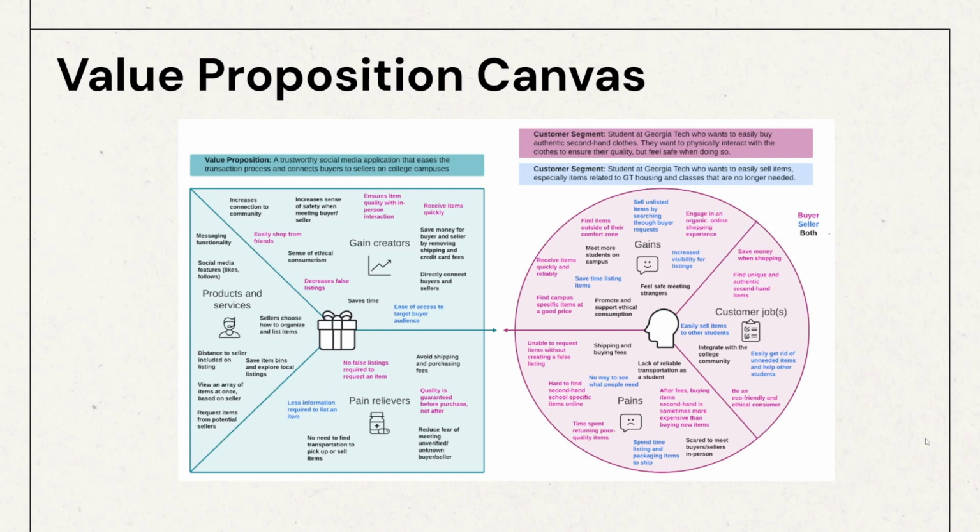For our value proposition canvas, we determined how our solution meets both the buyers' and sellers' needs. Both the buyer and seller gain a sense of ethical consumerism and an increased sense of safety when meeting. Our solution relieves the buyer and seller from having to find transportation to pick up and sell items, paying shipping and purchasing fees, and ensures that quality is guaranteed before purchase and not after.